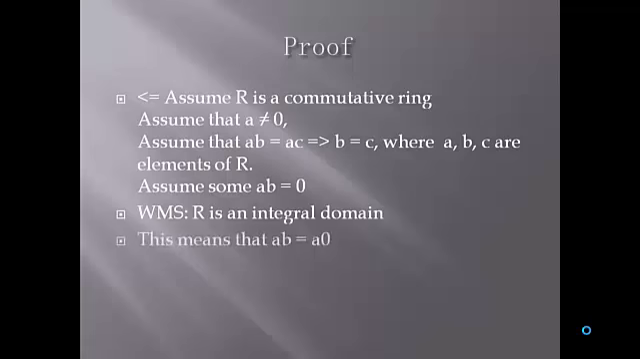This means that AB does equal A times 0, since AB equals 0 by assumption. So that means that B has to equal 0 here, just by matching up our different numbers. So we just proved that in an integral domain we have the law of cancellation.